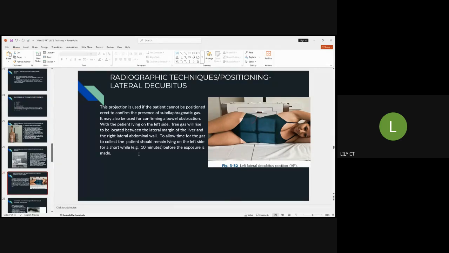When the patient is lying on the left side, free gas will rise to be located between the lateral margin of the liver and the right lateral abdominal wall. To allow time for the gas to collect, the patient should remain lying on the side for a short while, for at least 10 minutes before the exposure is made.